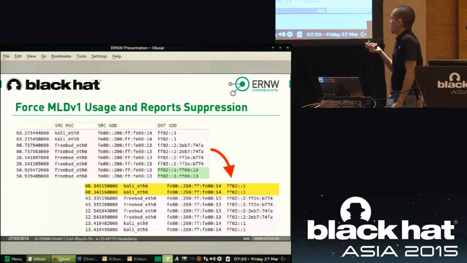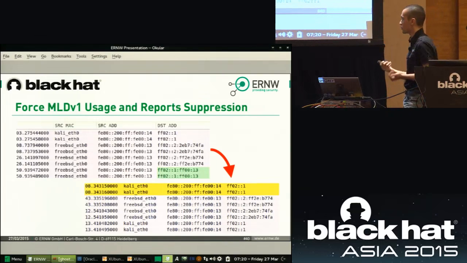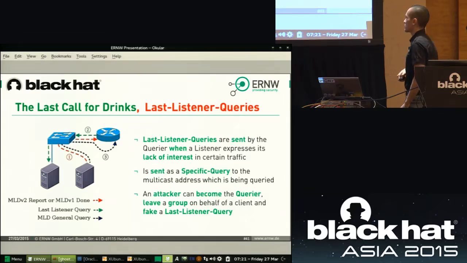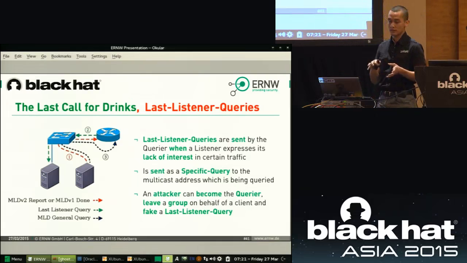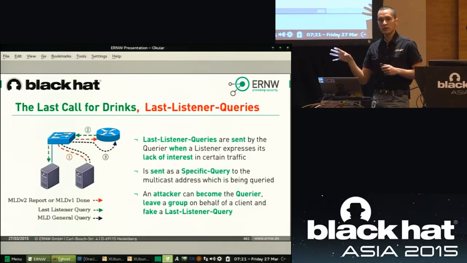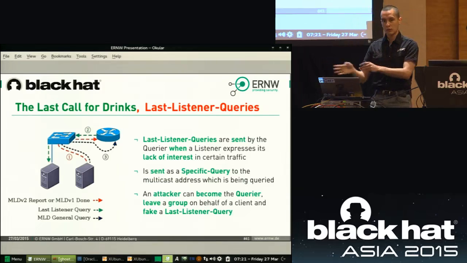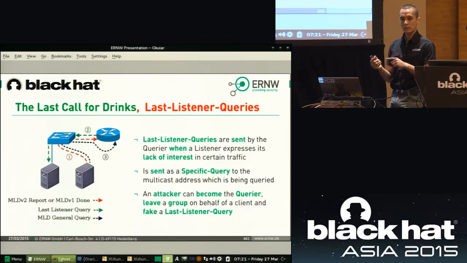So you can do that if that's what you want to do, like try to suppress reports from clients. But there's something even funnier. In MLD version 2, when a particular client says, okay, I don't want to listen anymore to this multicast traffic, so please, router, if you want to not forward it anymore into the network, just do so. The router is not dumb, and the router says, okay, I'm going to ask if there's anyone who's still interested in this traffic.